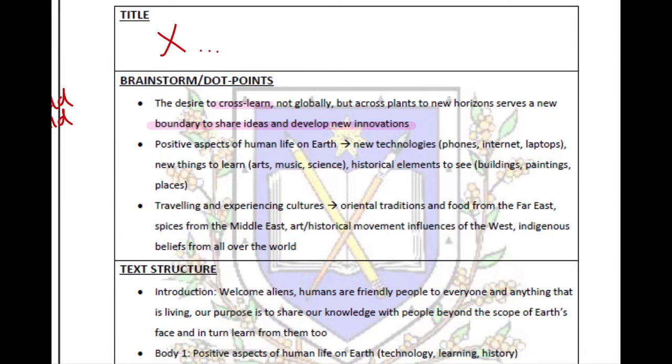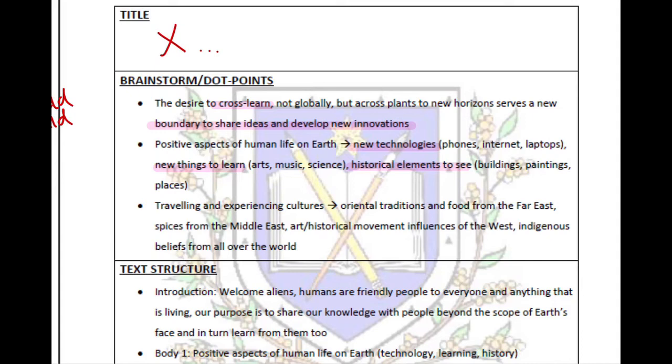Positive aspects of human life on Earth could be new technologies, new things to learn, historical elements to see. So remember that if you decide to choose one of these, focus on an aspect. If you want to talk about technologies, you can talk about phones and the internet. You can talk about things that you can learn, including arts, music or science, historical elements, including buildings or paintings. I would highly recommend you choose just one of these. Don't include everything because it will become overwhelming for the reader.